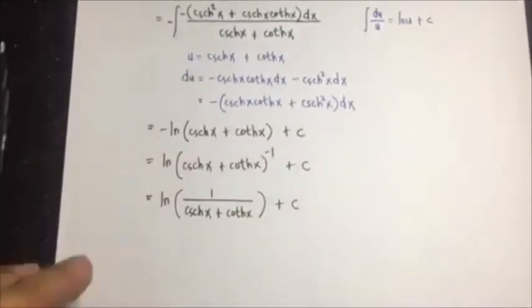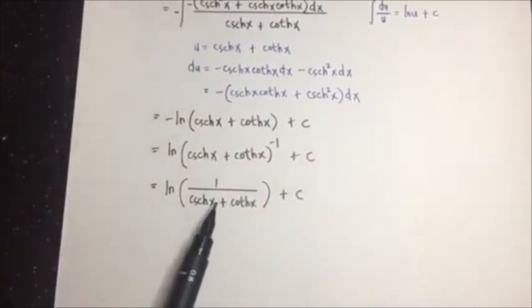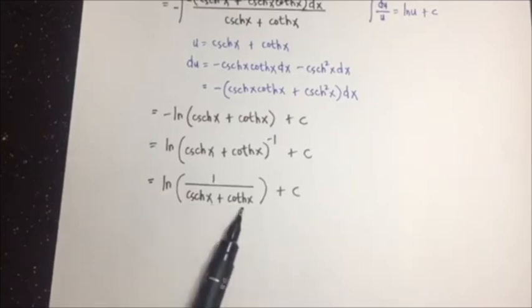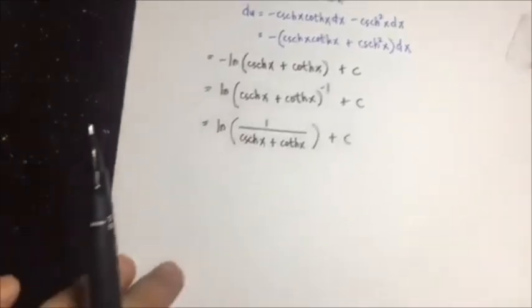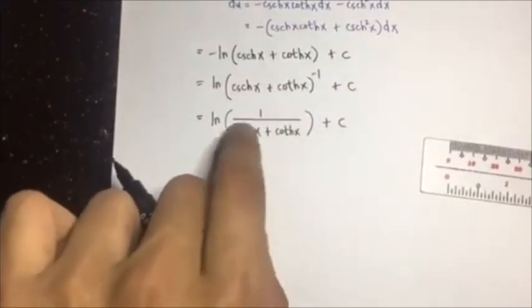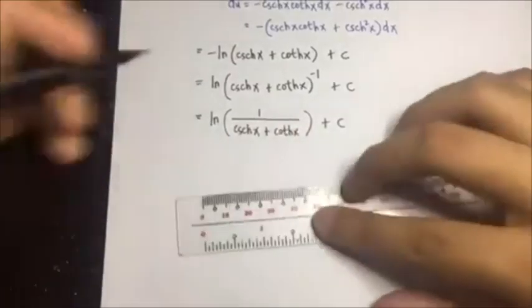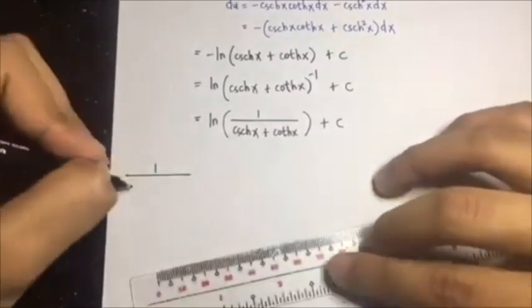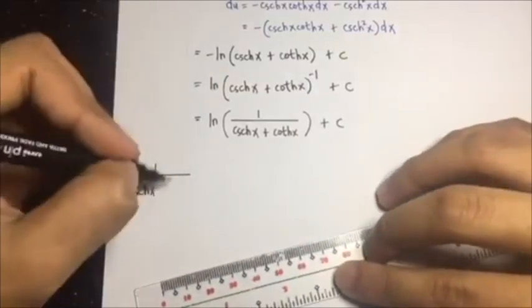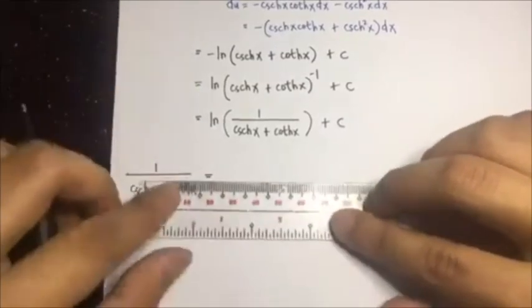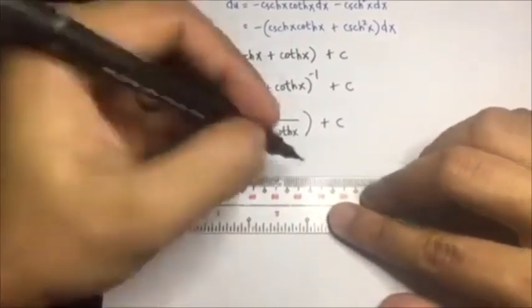Okay, but first, to make it easier, let's express the numerator and the denominator, let's express the hyperbolic cosecant and hyperbolic cotangent in terms of hyperbolic sine and hyperbolic cosine. So we'll only be rewriting the fraction, the hyperbolic functions inside. So we will have 1 over hyperbolic cosecant of x plus hyperbolic cotangent of x. So write them in terms of hyperbolic sines and cosines.